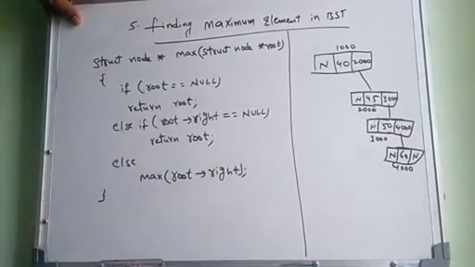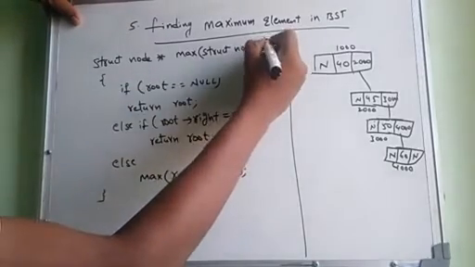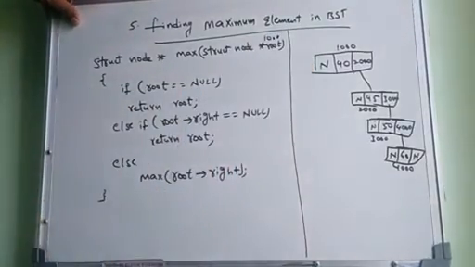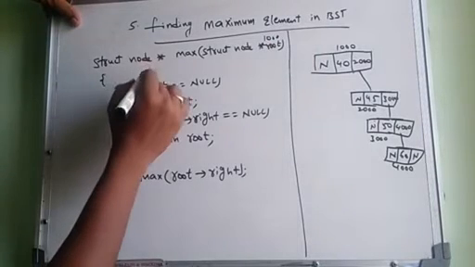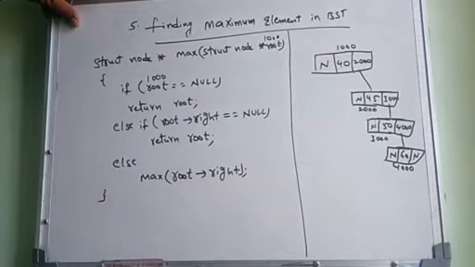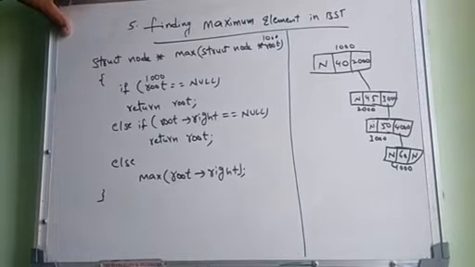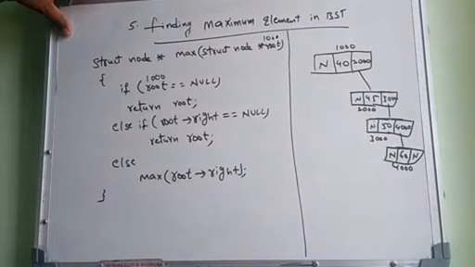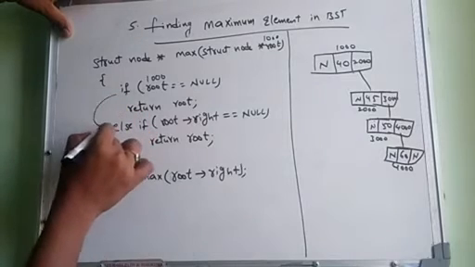So now the root is 1000. Using 1000, we can enter into the function. Is 1000 equal to null? The condition is false. So then go for the else statement.